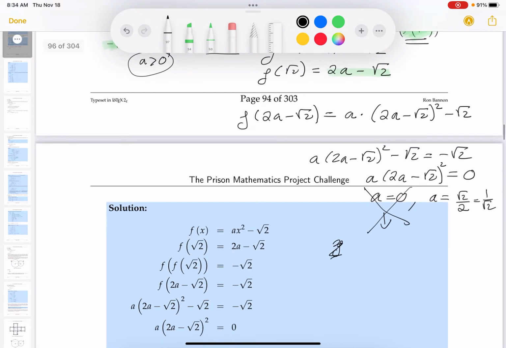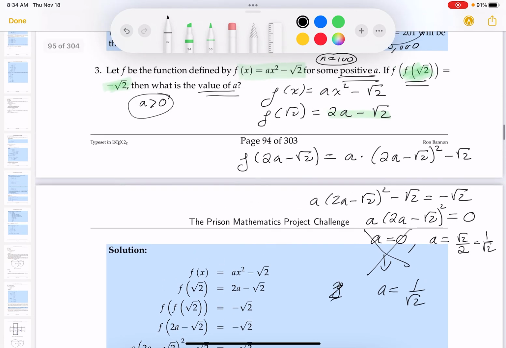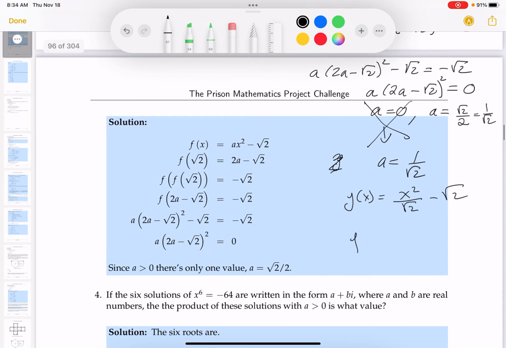So I'm going to check a is 1 over root 2. And I'm going to plug that into the original function. So f of x is going to be x squared over root 2 minus root 2. I'm going to check this out now. F of root 2. Well, that's going to be 2 over root 2 minus root 2.